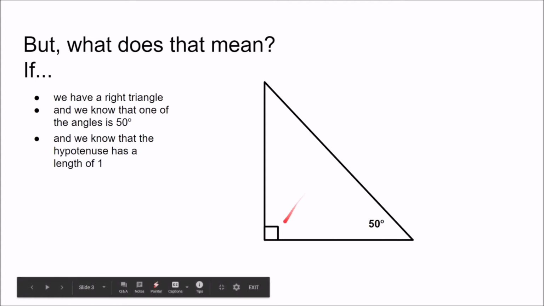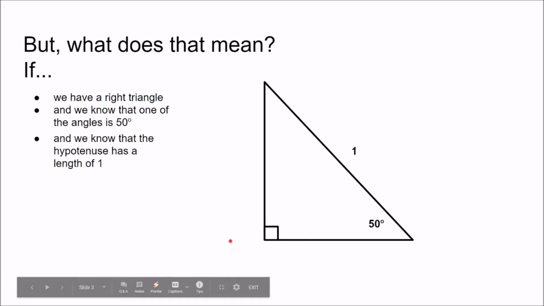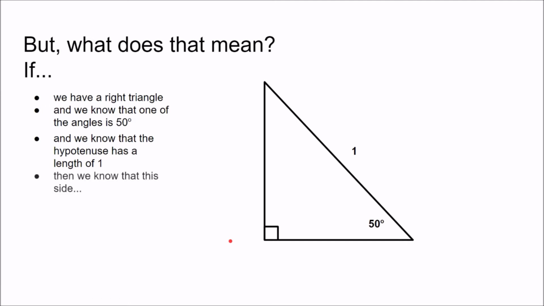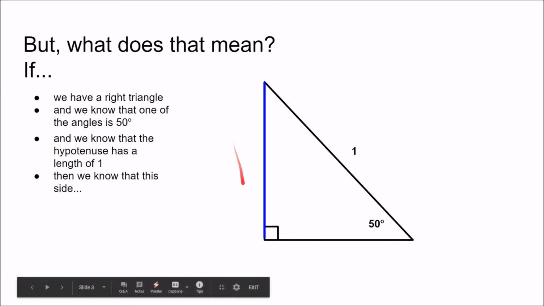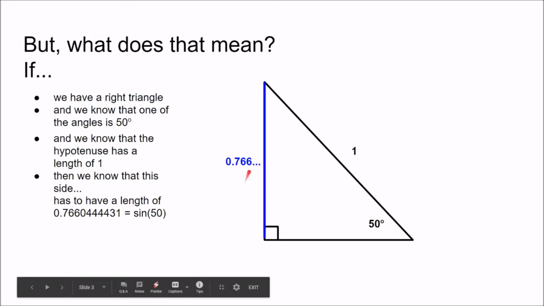If we know that the hypotenuse has a length of 1, then we also know, and this is what the calculator is telling us, that this side right here, this blue side, has to be equal to the sine of 50, which is 0.766 and on. It can't be more than 1 because the hypotenuse is the longest side of a right triangle. So that's what the calculator is telling us. It's kind of like a unit rate. It's comparing the opposite to the hypotenuse if the hypotenuse is 1. And if you remember, a unit rate has a denominator of 1.